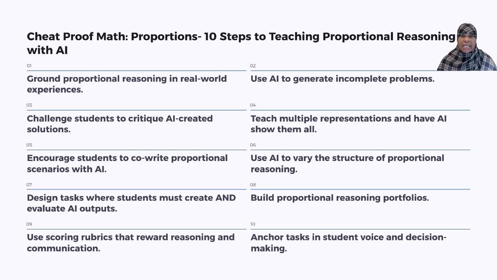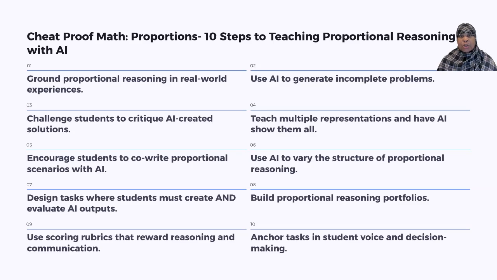Step 7 is to design tasks where students must create and evaluate AI outputs. A sample progression can involve prompting AI to explain how to solve a proportions problem, comparing it with their own explanation, finding a different method, ranking all 3 methods by clarity and usefulness, and then writing a recommendation for which method to teach to a younger student. This kind of thinking isn't easy to fake or outsource.